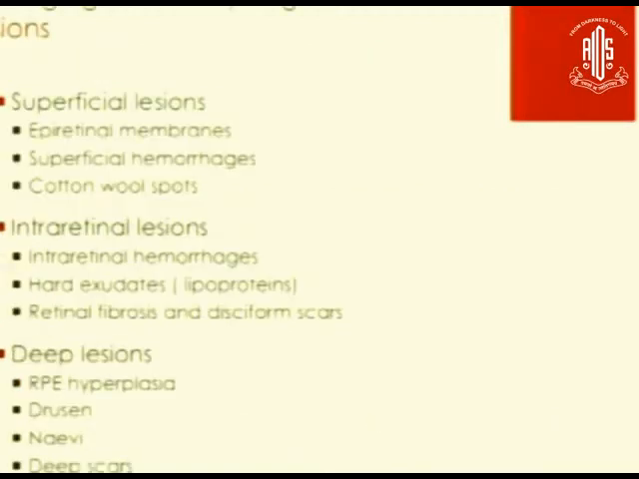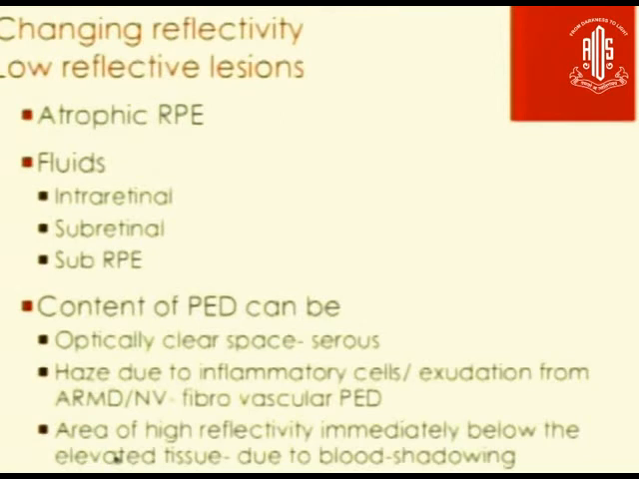You can have changing reflectivity. In superficial lesions, epiretinal membranes throw up highly reflective shadow. The superficial hemorrhages can produce highly reflective areas, and cotton wool spots do the same. Intraretinally, again, hemorrhages and exudates, the lipoproteins, and fibrosis and disciform scars all produce highly reflective images. And deep lesions such as retinal pigment epithelial hyperplasia, drusen, nevi, and deep scars all produce highly reflective shadows.